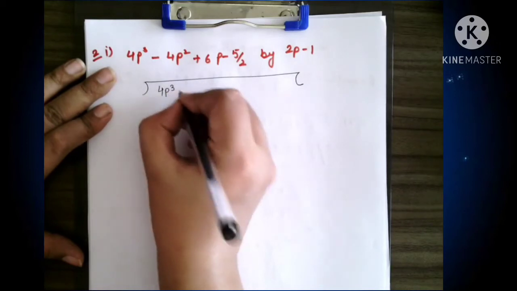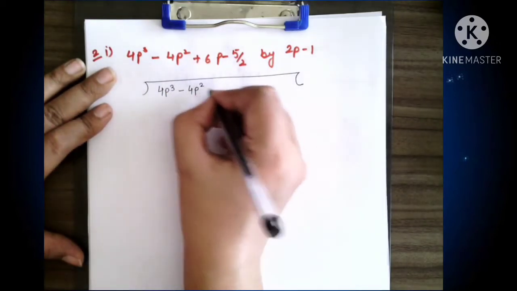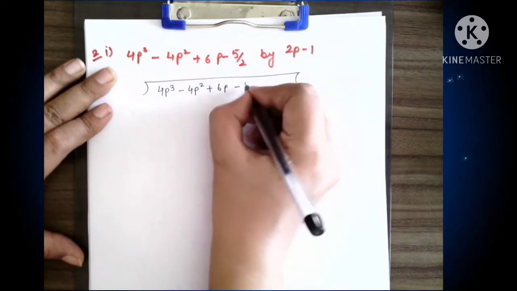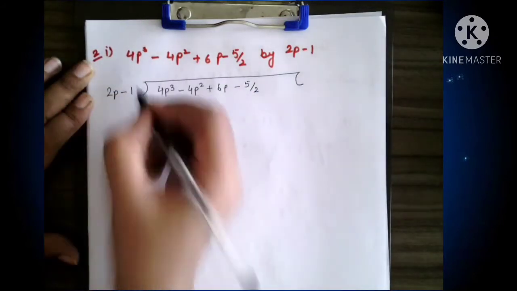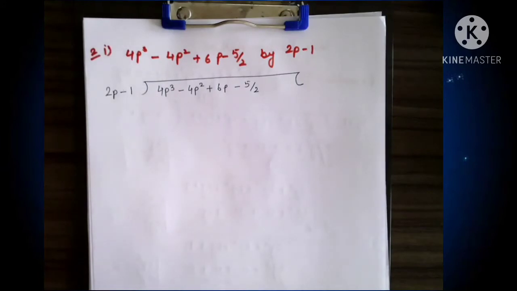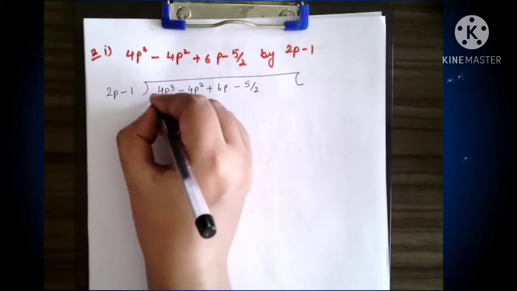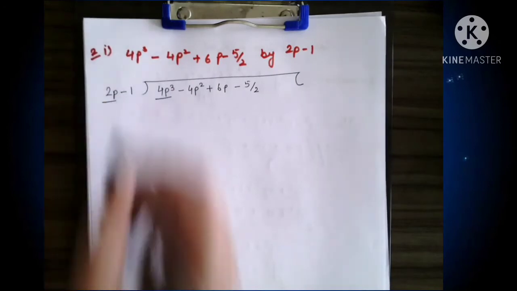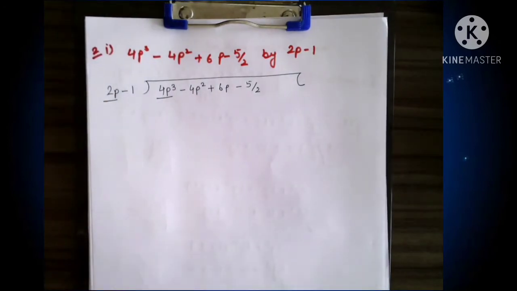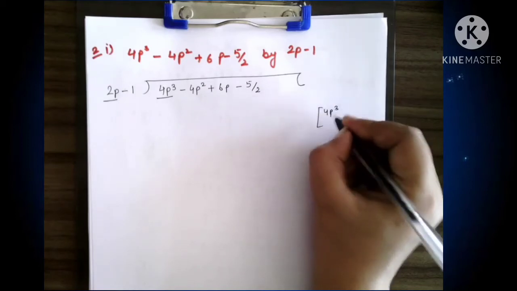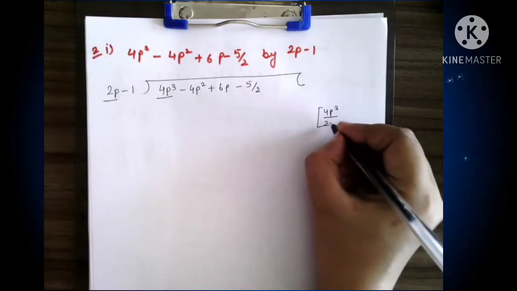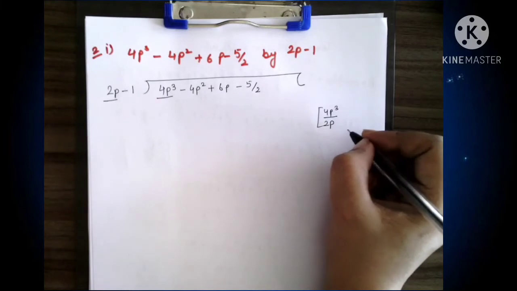4p cube minus 4p square plus 6p minus 5 by 2, divided by 2p minus 1. Okay children, let's start. The first step is to underline the first term of the dividend and the divisor. Then divide the first term of the dividend by the first term of the divisor. You are supposed to show this.